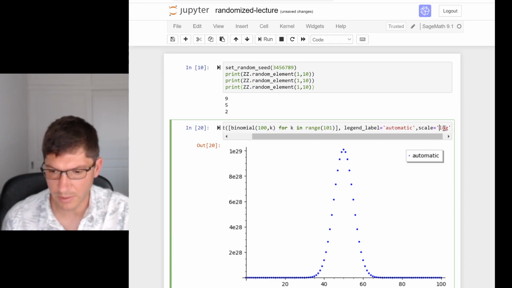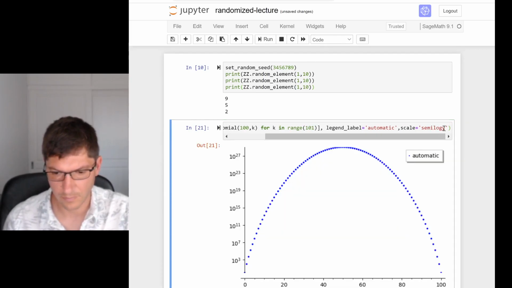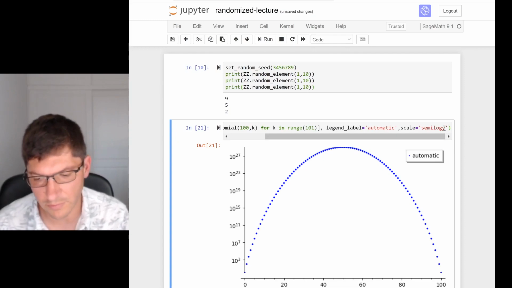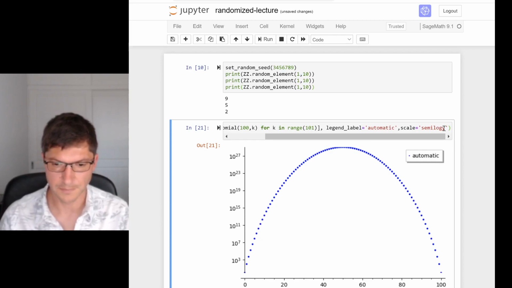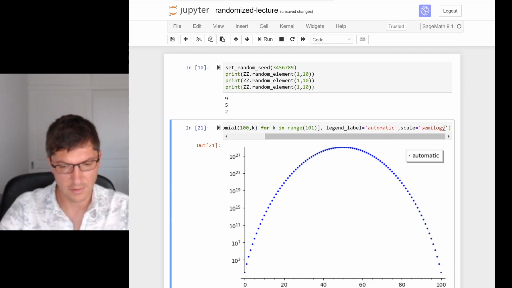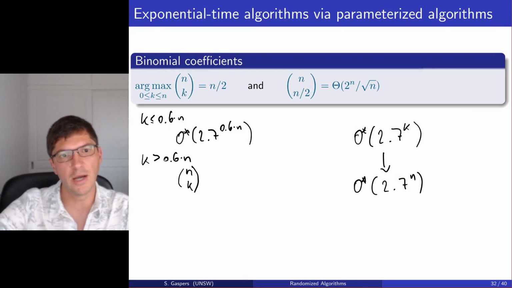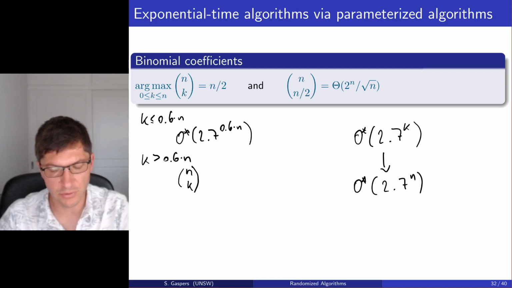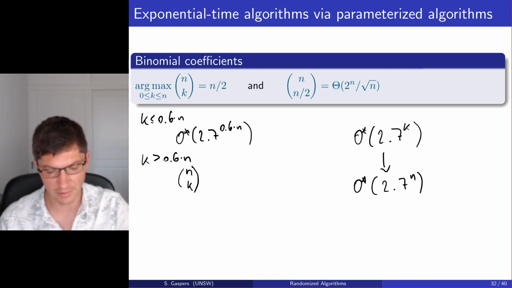And I want only the y-axis to be log scale. Yeah, so this is how it looks on the log scale axis. Okay, so we think now that it makes sense to try and bound k away from 0.5 n. And so we basically need to do something different in that middle range where k is close to 0.5 times n.